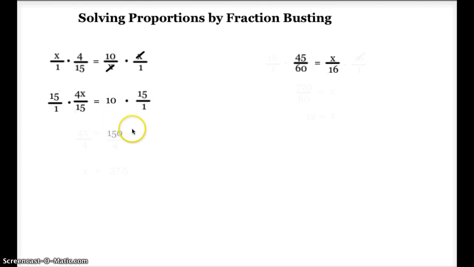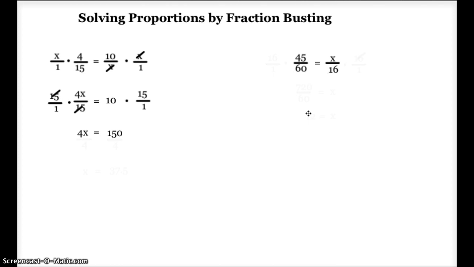And on the left side of the equation, notice how I have a 15 in the numerator and a 15 in the denominator. Those two 15s are just going to cancel each other out. So I'm just going to be left with 4x divided by 1, which is the same thing as 4x. So now I have 4x is equal to 150.